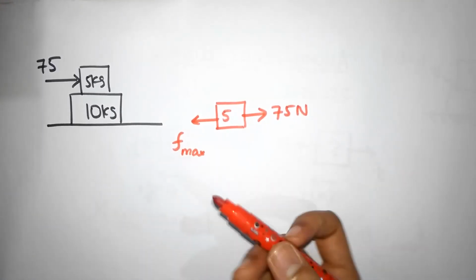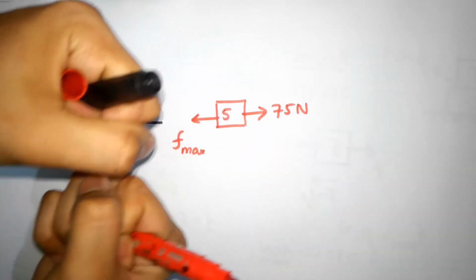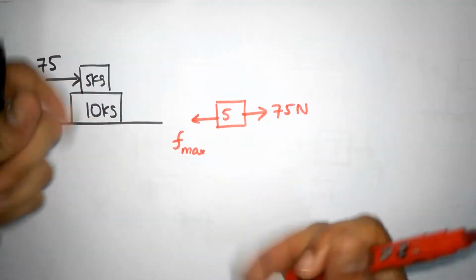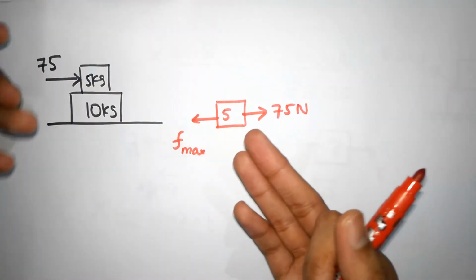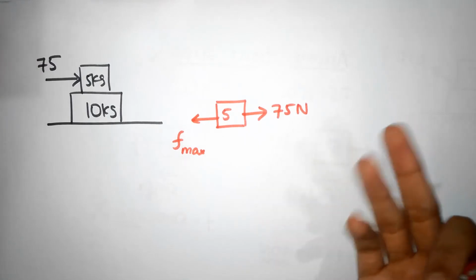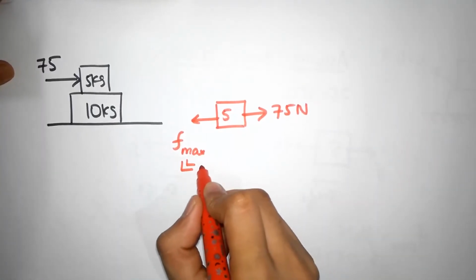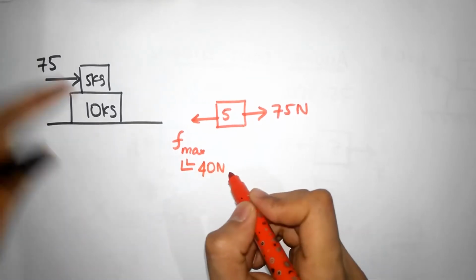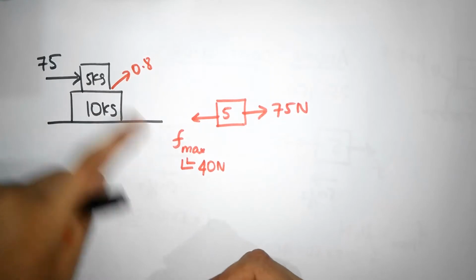Remember, friction is trying its best to make these guys go together. Friction just hates them sliding. And since the required friction is just too much, friction is going to just become maximum. And that maximum friction we just calculated, that's going to be 40 newtons, right? That's mu s, 0.8 times 50, that's 40.